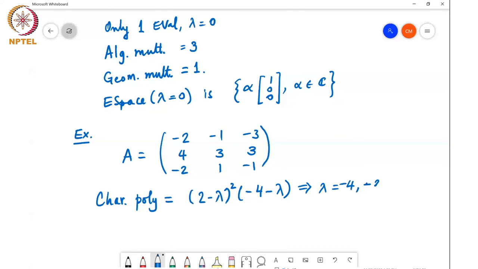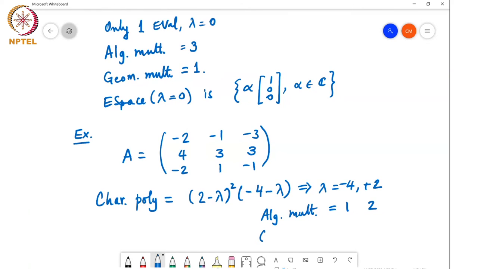And so that implies that the eigenvalues are minus 4 and 2. And these have algebraic multiplicity. So corresponding to minus 4, the algebraic multiplicity is 1. Corresponding to 2, the algebraic multiplicity is 2. So 2 occurs twice as the solution to the characteristic polynomial.